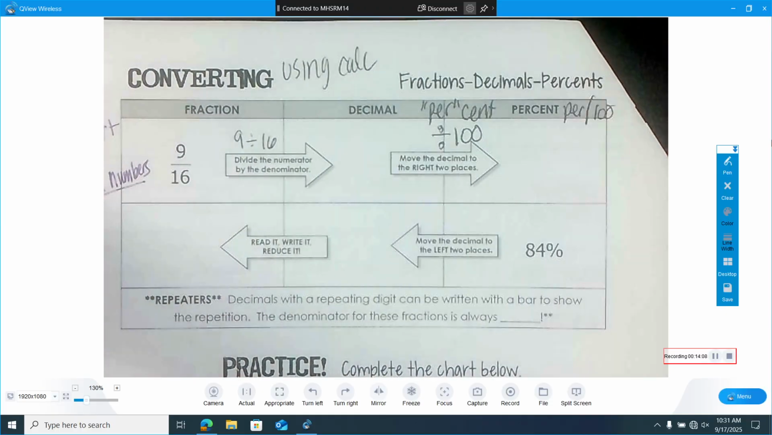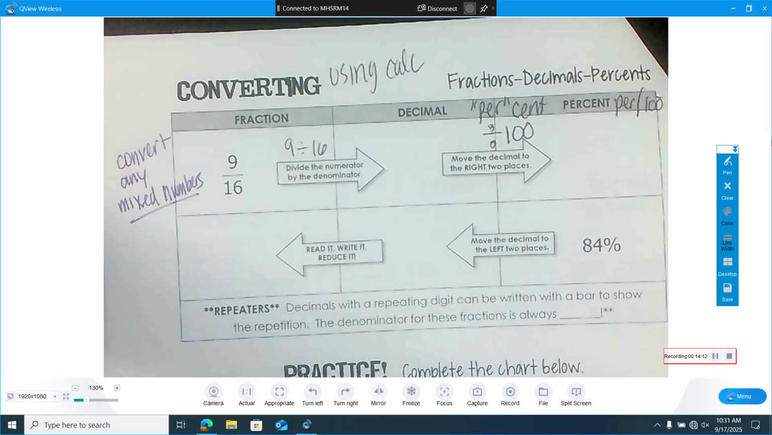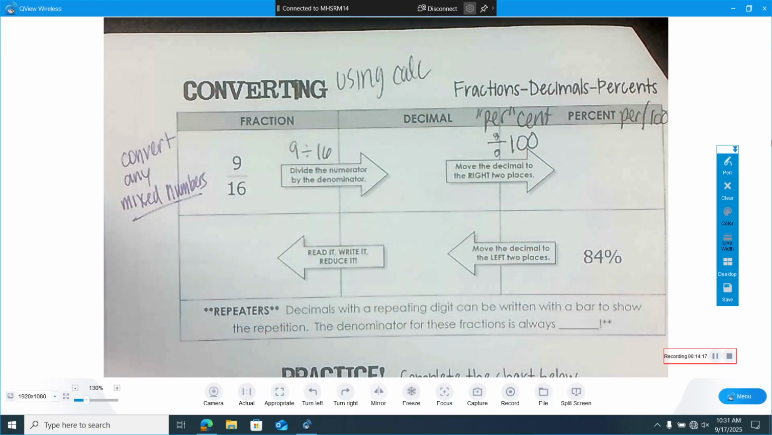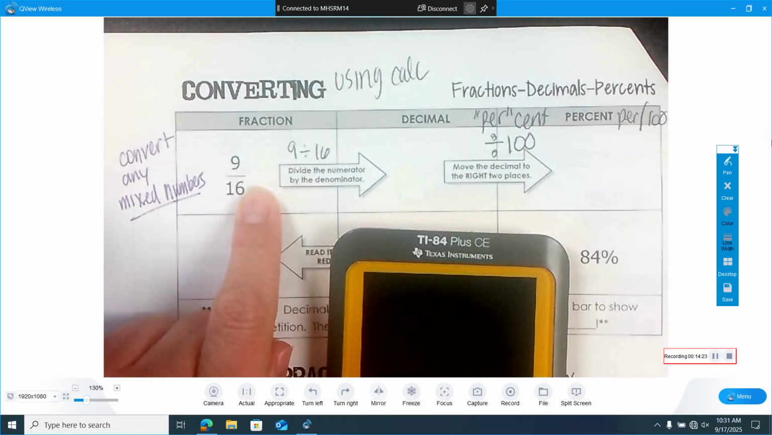Okay, so when we do a few more, I'm sorry, you can't see that. Convert any mixed numbers. If you see a mixed number, you want to convert it to an improper fraction, and that would be just fine. We are going to convert the fraction to a decimal. It is just long division.